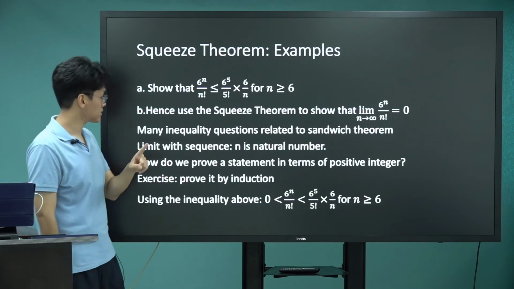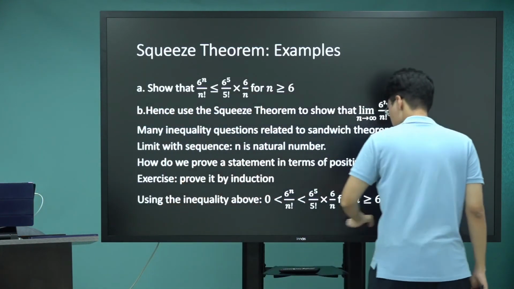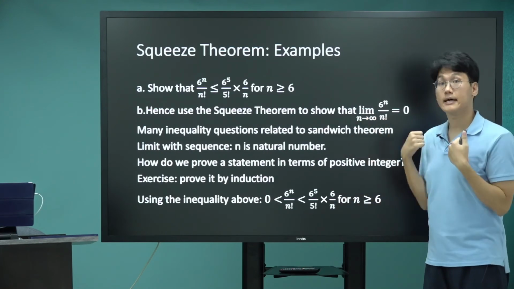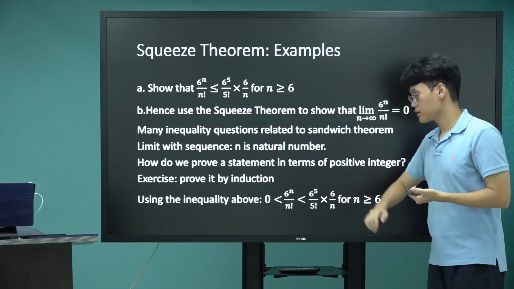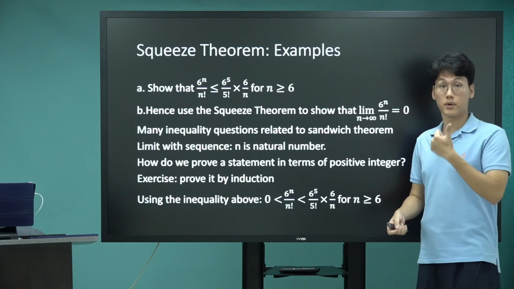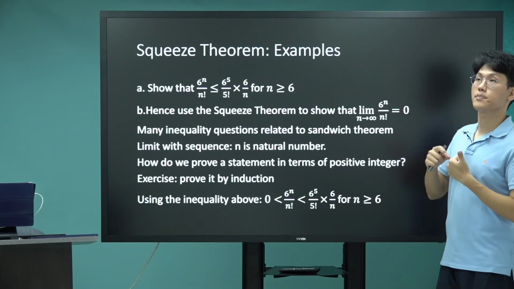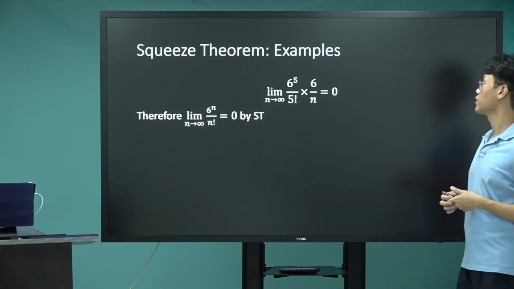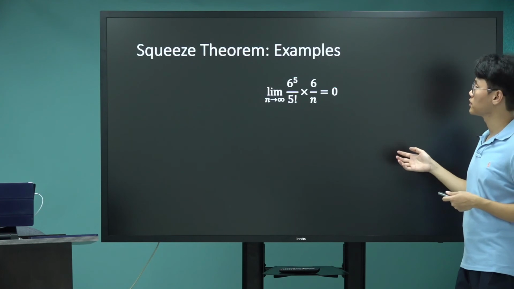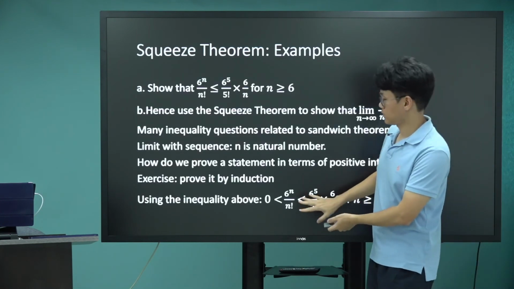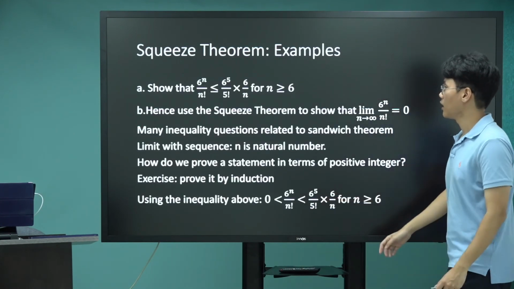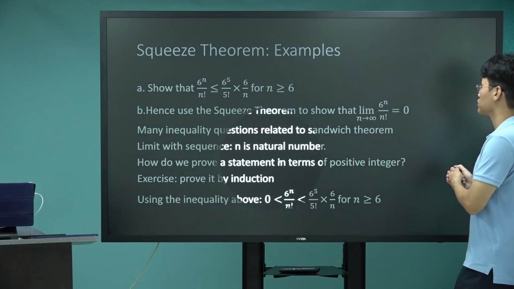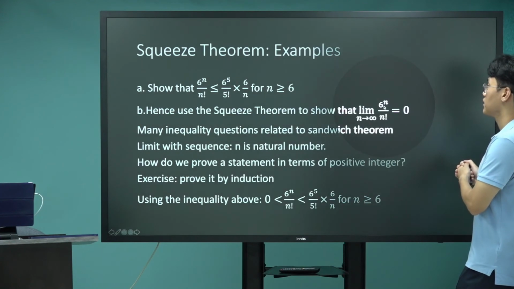So I will leave it as an exercise for you to prove this using induction. If you get stuck, no problem. Ask me. During question time, I'll gladly answer your induction problem as well. But solving the inequality, in order to apply the squeeze theorem, requires the use of induction. Suppose you proved this inequality. And here's the thing, I wanted to find the limit of this quotient, 6 to the power of n over n factorial.